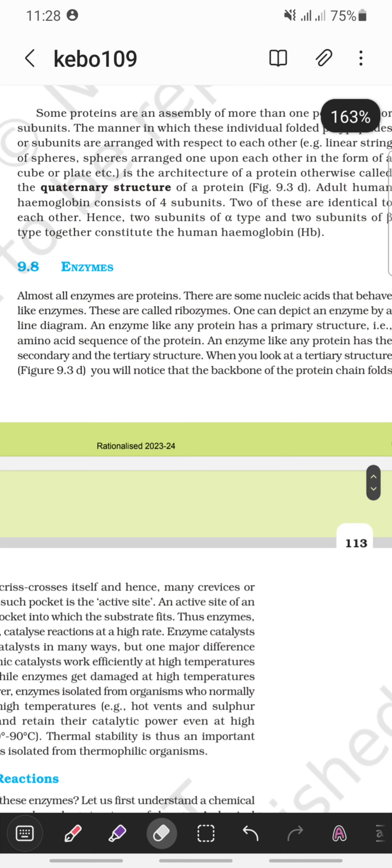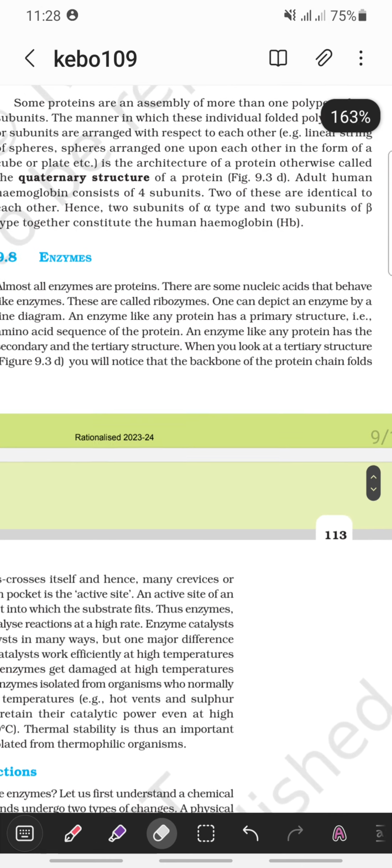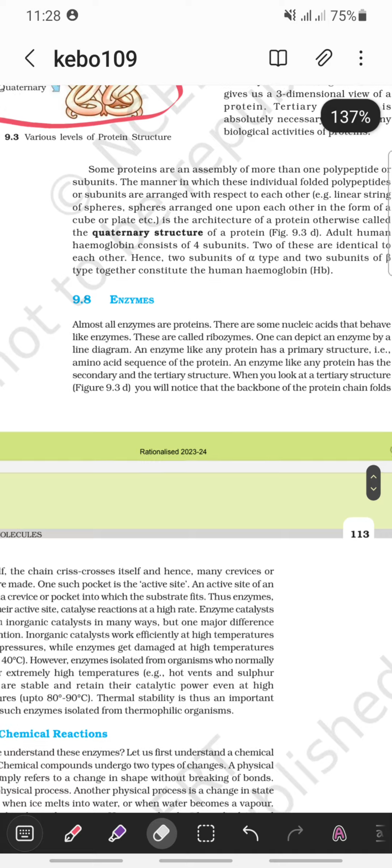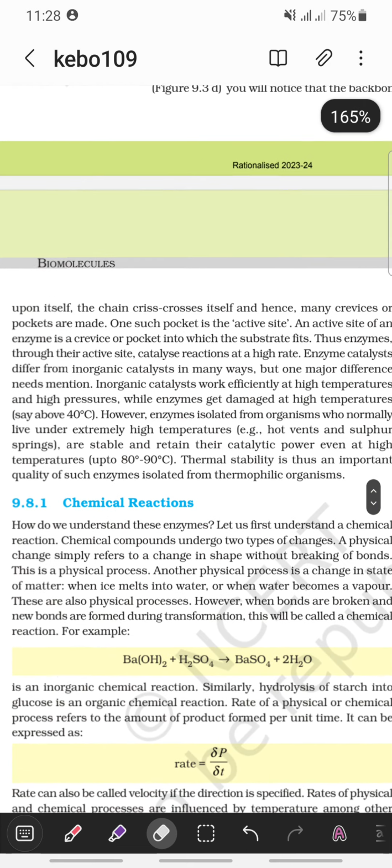Enzymes. Almost all enzymes are proteins. There are some nucleic acids that behave like enzymes. These are called ribozymes. One can depict an enzyme by a line diagram. An enzyme, like any protein, has a primary structure, that is the amino acid sequence of the protein. An enzyme, like any protein, has the secondary and tertiary structures. When you look at the tertiary structure, Figure 9.3d, you will notice that the backbone of the protein chain folds upon itself.